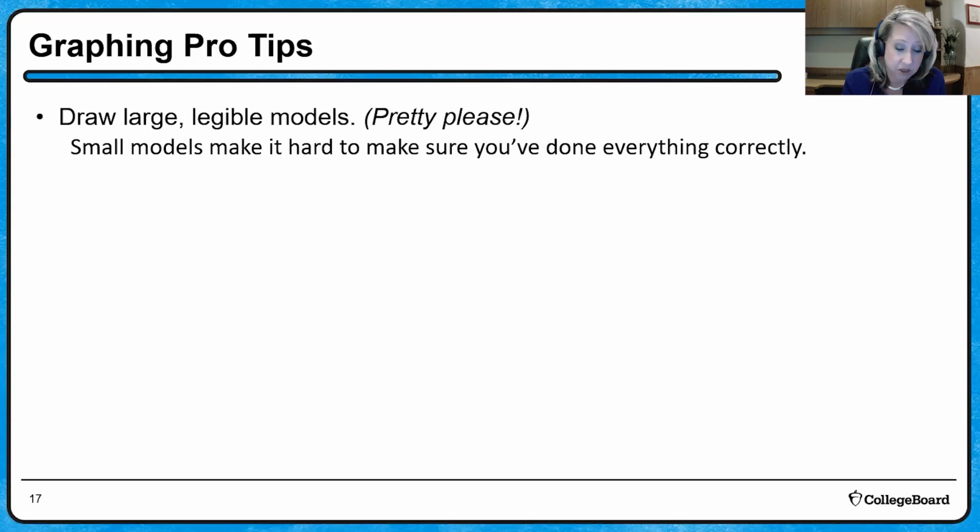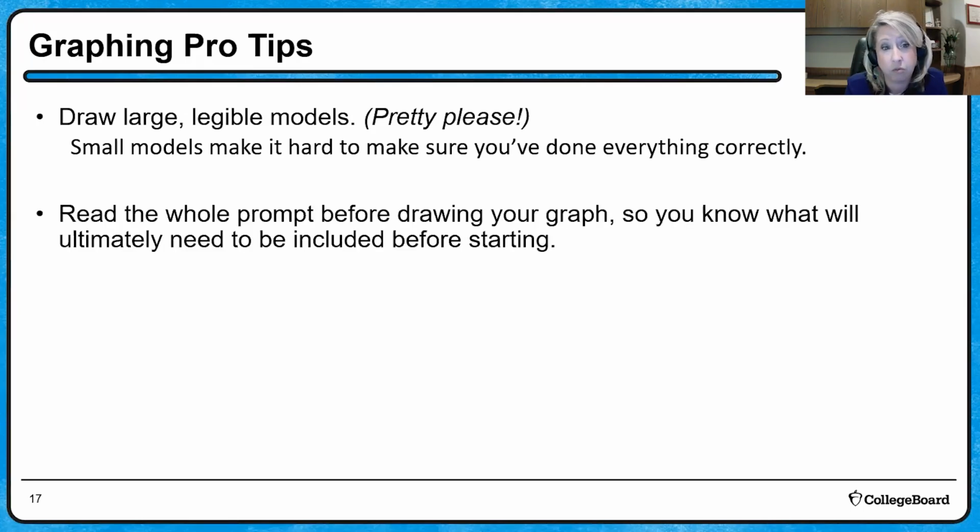I can promise you that the smaller the graphs I was reading, the more likely there was to be a mistake. It's very easy to leave off a new curve label or a directional arrow or a new equilibrium point if your graph is really small. So small models make it hard to make sure you've done everything right.